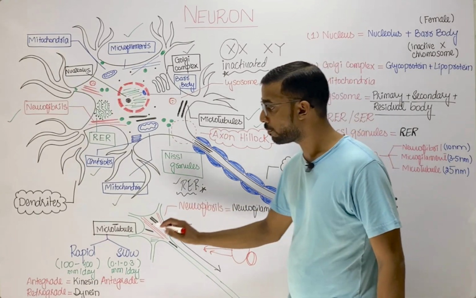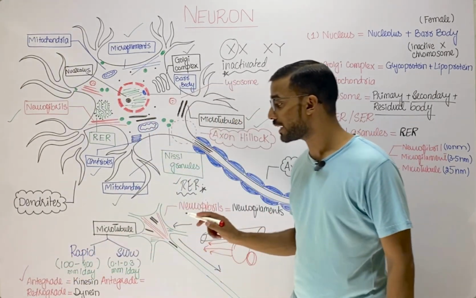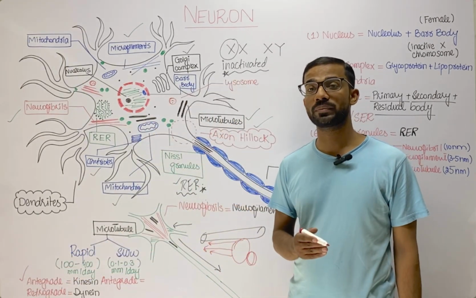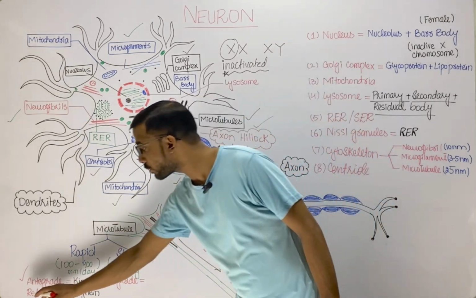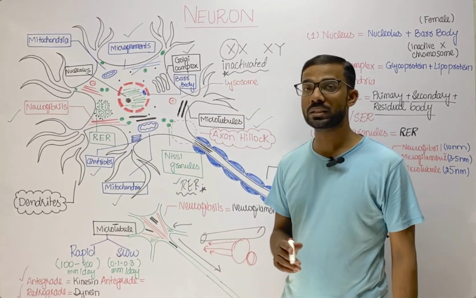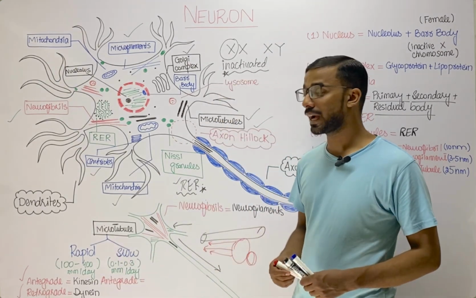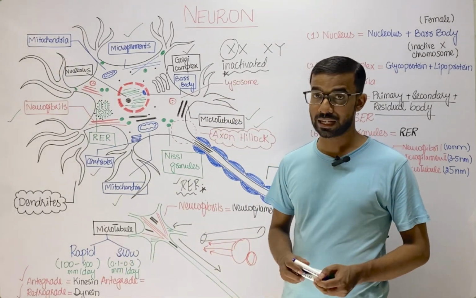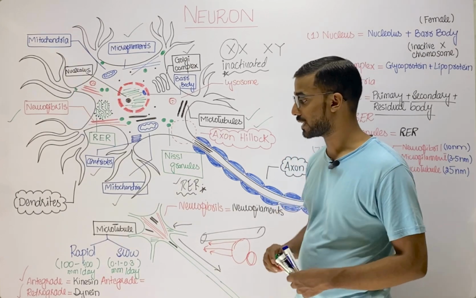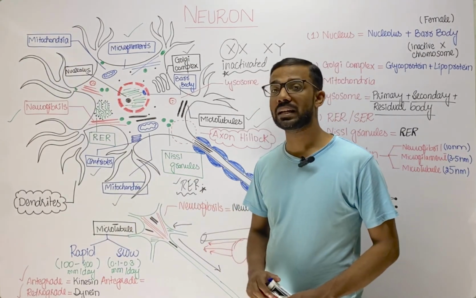So that is the antegrade movement, and in that case the movement will be away from the cell body. In the retrograde, movement will be towards the cell body, and in that case you will see the dynein coated organelles will be helpful. So rapid movement can be antegrade and retrograde.